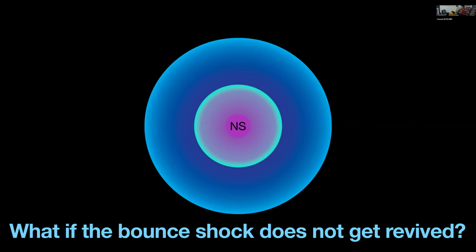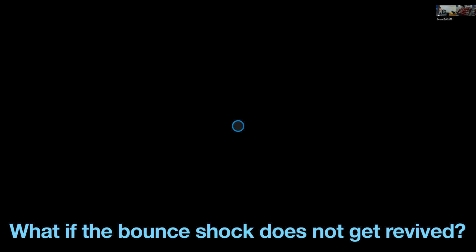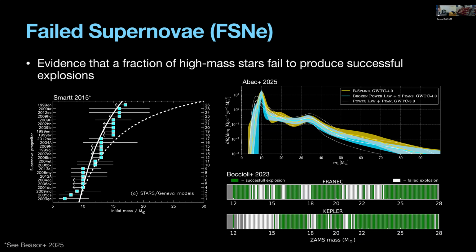But you can always ask the question of what happens if the shock doesn't actually get revived. So you still have accretion through the stalled bounce shock. Eventually, the neutron star reaches the TOV limit, you form a black hole, and then the star eventually just collapses in on itself and disappears. And this is a very simplistic picture of what I would call a failed supernova.